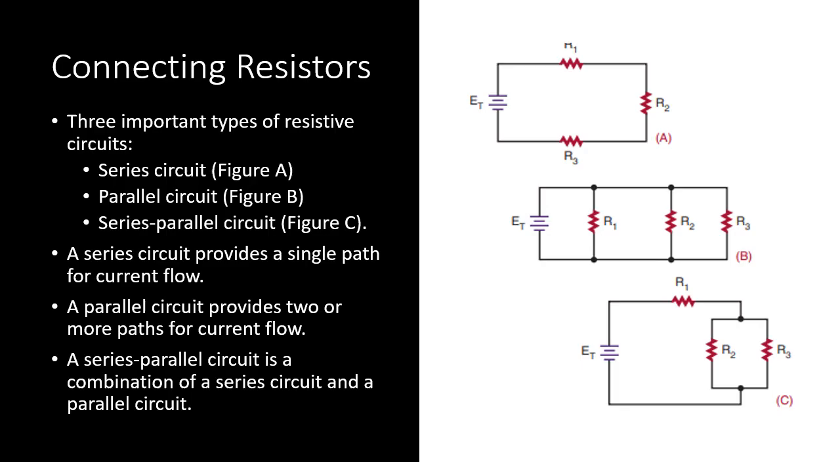Connecting resistors. There are three important types of resistive circuits: the series circuit, as in figure A, the parallel circuit, as in figure B, and the series parallel circuit, as in figure C. A series circuit provides a single path for current flow. A parallel circuit provides two or more paths for current flow. A series parallel circuit is a combination of a series circuit and a parallel circuit.